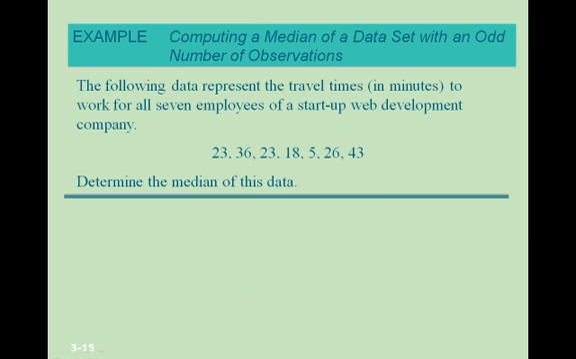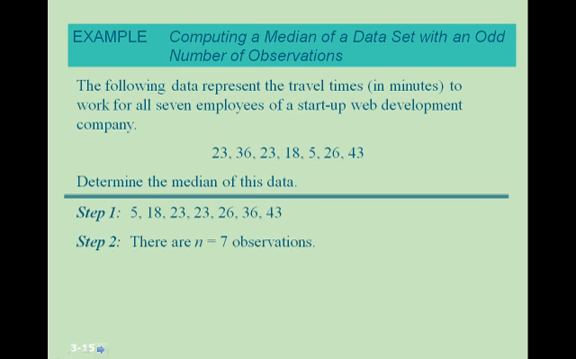So let's look at an example. We want to compute a median of a data set with an odd number of observations. Again, we have our data set from our startup web development company with the travel times for our 7 employees, and we want to determine the median of this data. The first step then is to arrange the data in ascending order. So we start with the smallest value and go up to the largest value, and here we see this now.